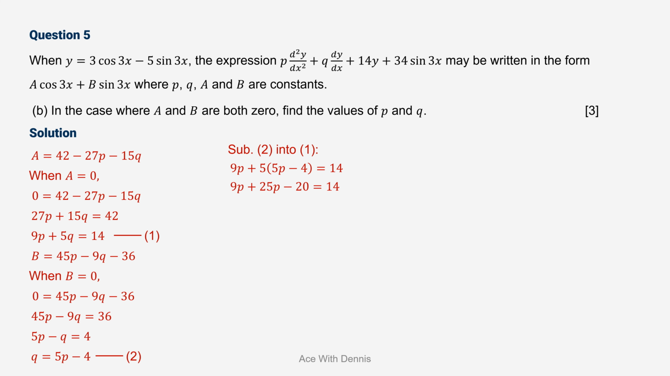Expand the bracket, we have 9p plus 25p minus 20 equals 14. Then we solve this equation, 34p equals 34, therefore p equals 1. So we already know p equals 1, then we can find the value of q, where q equals 5 times 1 minus 4, and the q value is also 1. So this is the answer for part B.